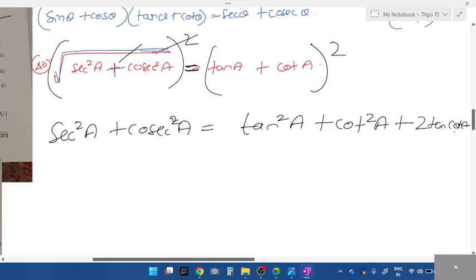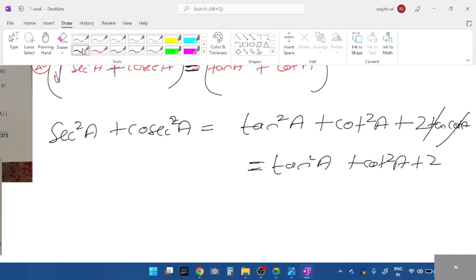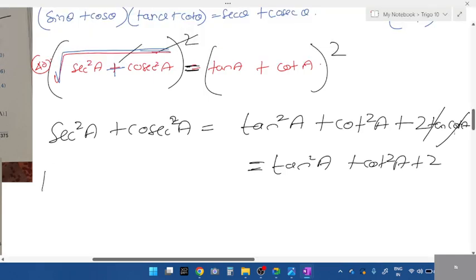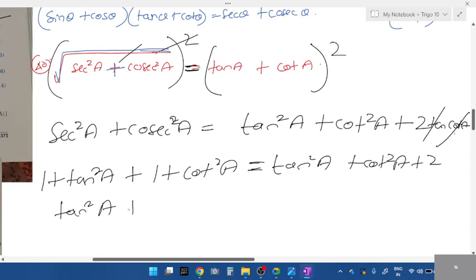What did I tell you? Cot a can I reciprocate so that they get cancelled? So what is left, students? Tan square a plus 2. Left hand side we have a value. Right hand side we'll try to convert using square relation. What is square relation for sec square a? 1 plus tan square. For cosec it is 1 plus cot square. Let me keep tan square a plus cot square a. What is 1 plus 1? Are we getting the answer? Left hand side is equal to right hand side.